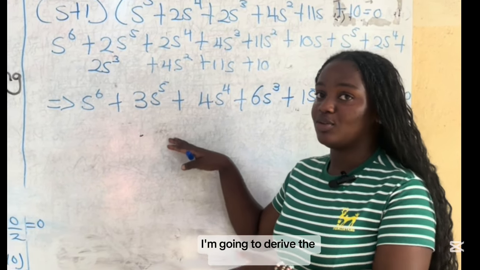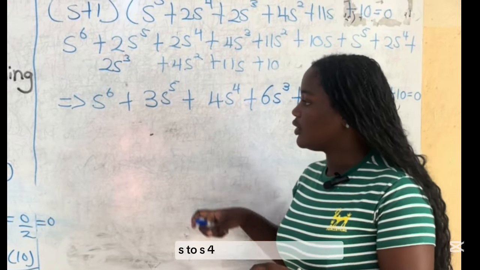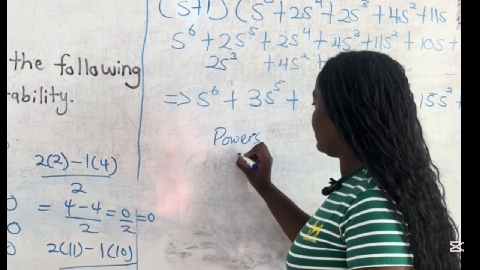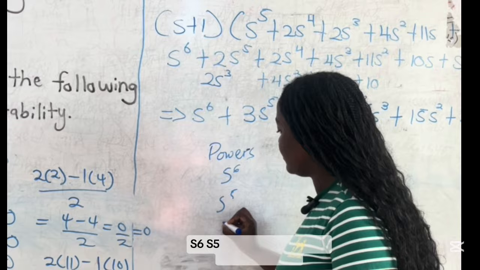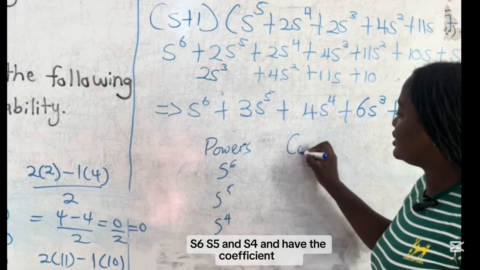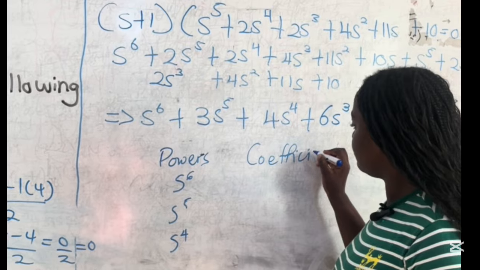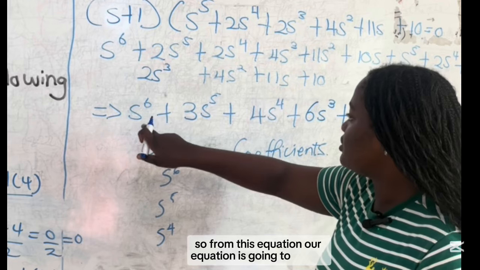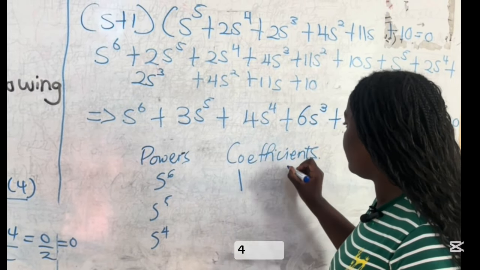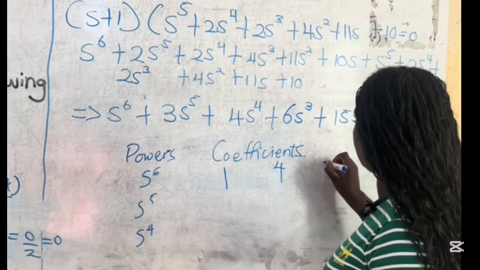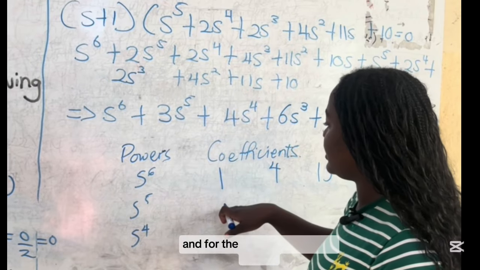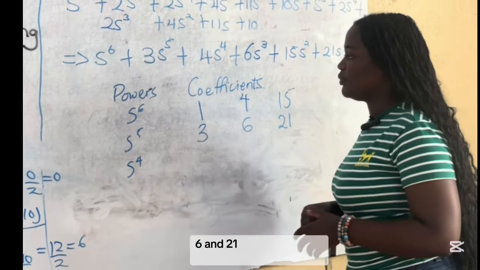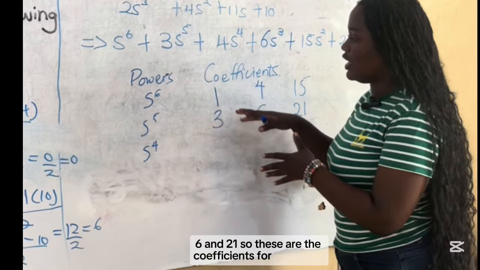And from this, I'm going to derive the coefficients from S^6 to S^4. So just like the initial one, we are going to have our powers S^6, S^5, and S^4, and have the coefficients here. From this equation, our coefficients are going to be 1, 4, and 15. And for S^5, we are going to have 3, 6, and 21. So these are the coefficients for S^6 and S^5.